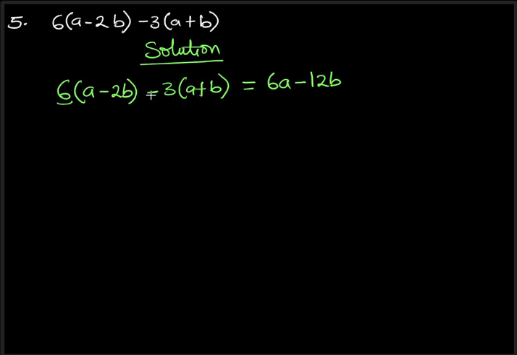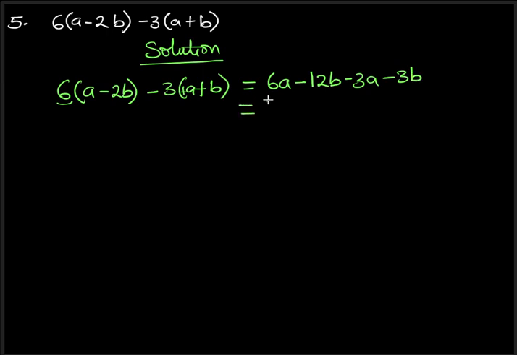What do we have? Minus 3. Take notice, minus 3 multiplies, not just 3. Minus 3 times plus A will give us minus 3A. And then minus 3 times plus B will give us minus 3B. So what would that give us?